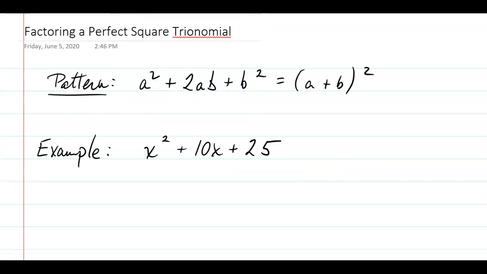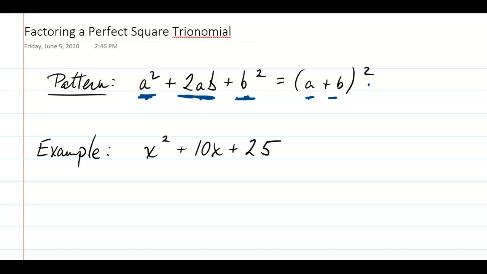We're now going to look at factoring a perfect square trinomial. The pattern here is a squared plus 2ab plus b squared is equal to a plus b squared. So we need to recognize when we're looking for this pattern that the first part of our trinomial is a perfect square, and the last part is also a perfect square, and that the middle is twice the square root of the first part times the square root of the last part. As we can see, this will factor into a sum of two terms, quantity squared.